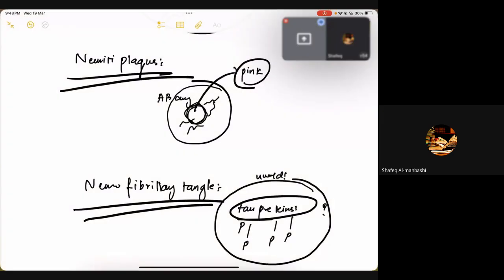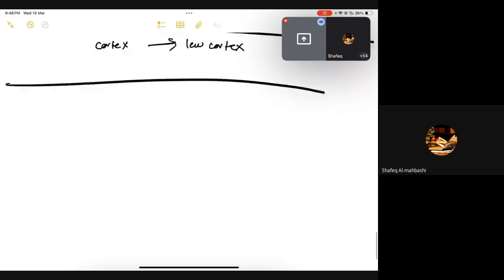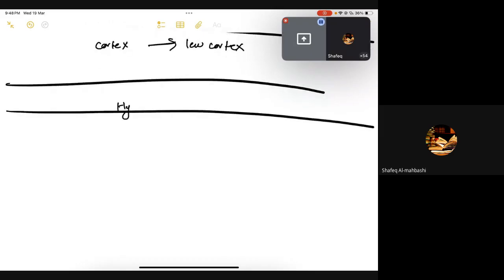Let's discuss our next pathology, normal pressure hydrocephalus. All of you are aware of hydrocephalus. What is hydrocephalus? The enlargement or dilation of ventricles, an increase of intracranial fluid. Perfect. So what is normal pressure hydrocephalus?